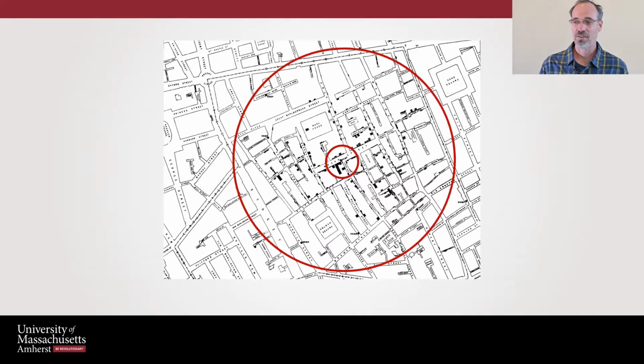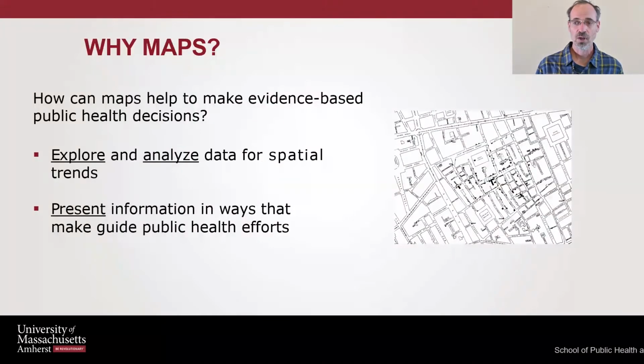He looked at all the cases and noticed that the Broad Street pump was right in the center of all these cases of cholera. And outside that, there's no cases. So logic would dictate that it must have something to do with this pump. Cholera has to do with water. Let's go turn the pump off and save the day. So this was the first instance of spatial epidemiology, of using maps and spatial data to inform public health and to inform how we respond to diseases.